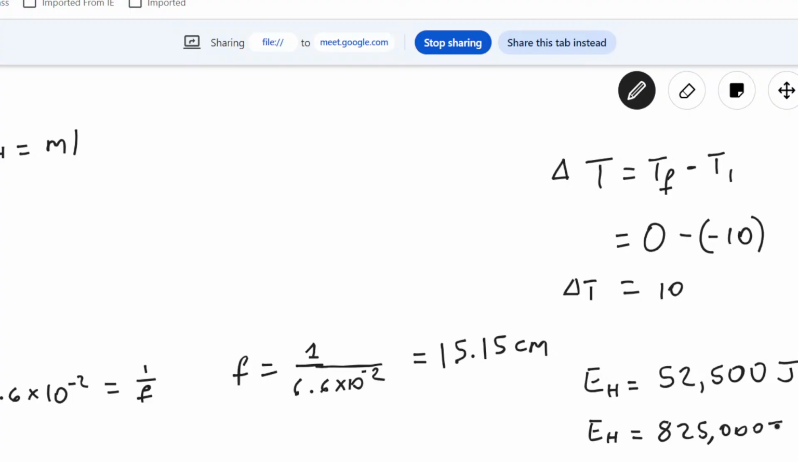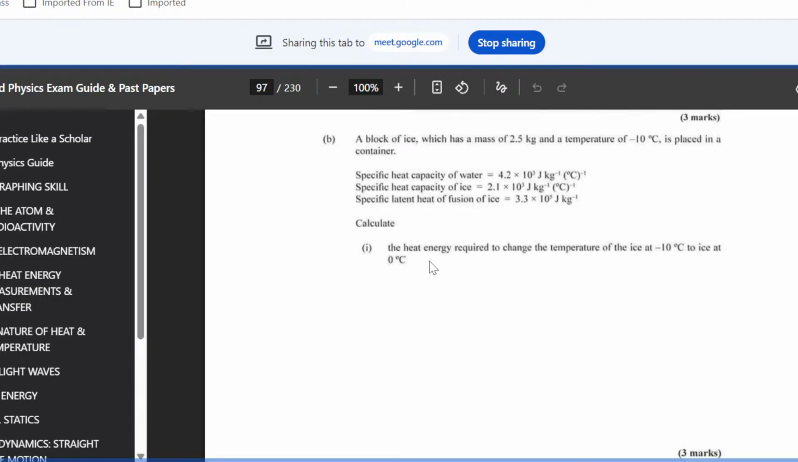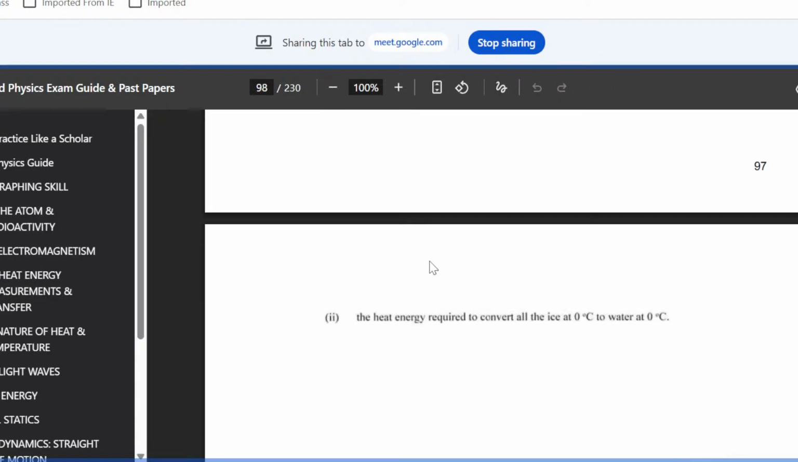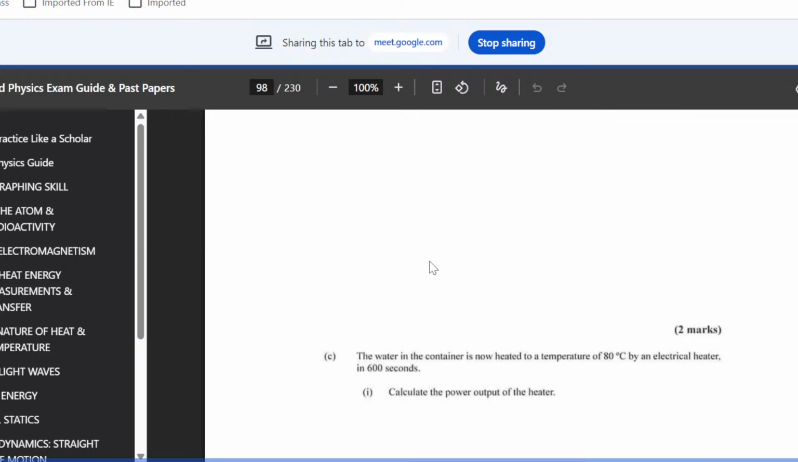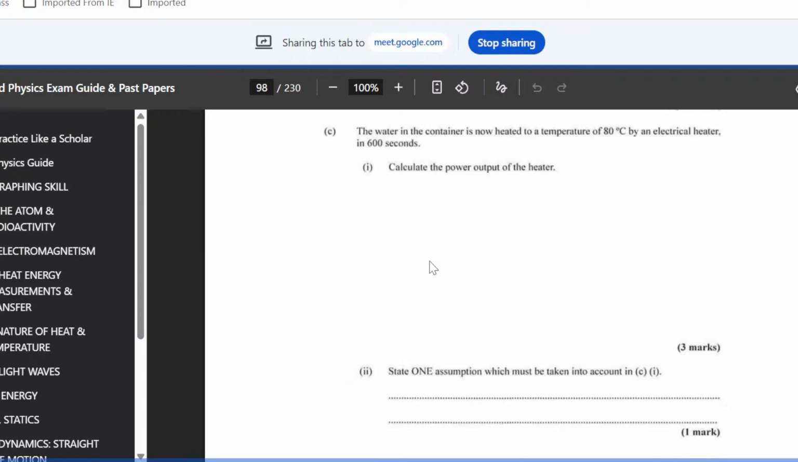So the answer should be in joules. They didn't specify any other unit, so that's fine. You could have put it in kilojoules, that would be fine as well if they accept it. But keep it in the SI unit, which will be joules, unless they ask you otherwise, just to be very safe.